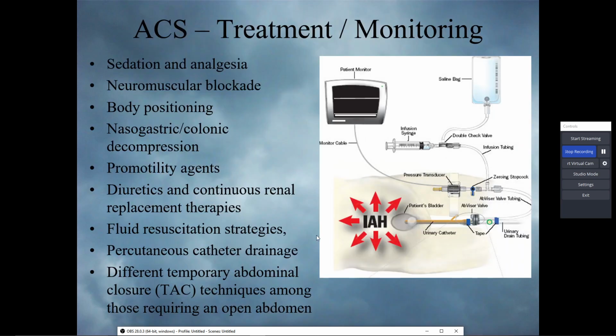I'm not going over that. How do we monitor? Real simple. All right. Got it? Cool. We've got a catheter. Where does the catheter go? Well, good question. It goes in the bladder. I like that. All right.